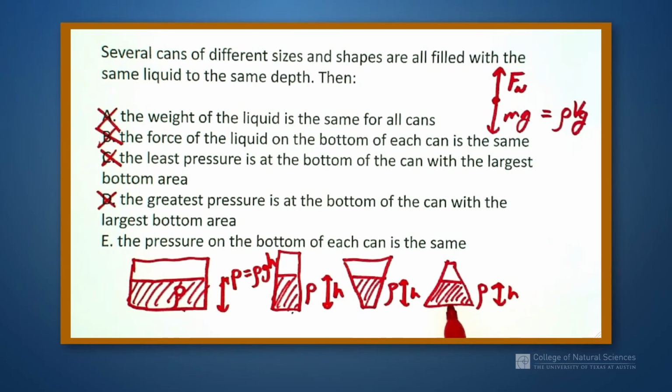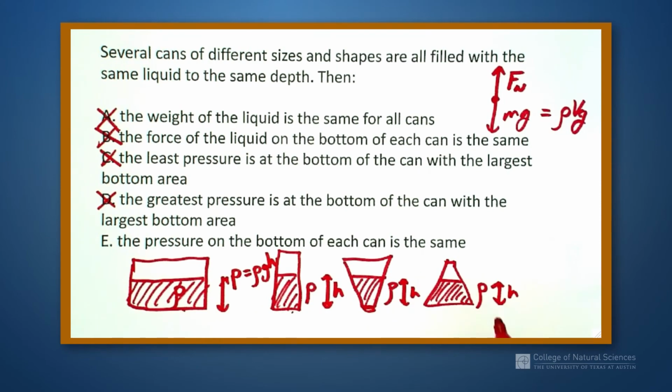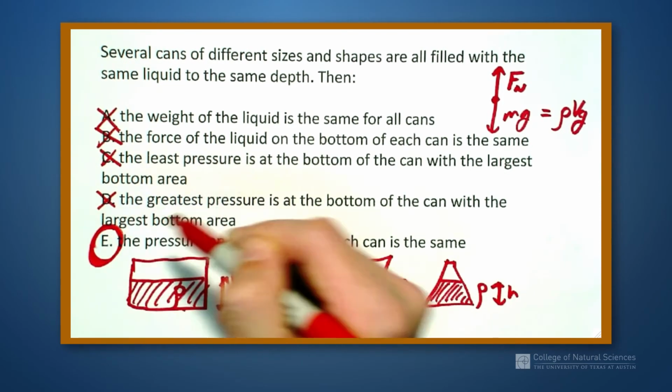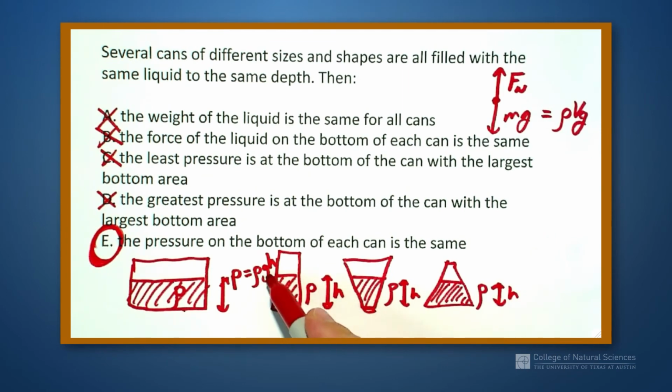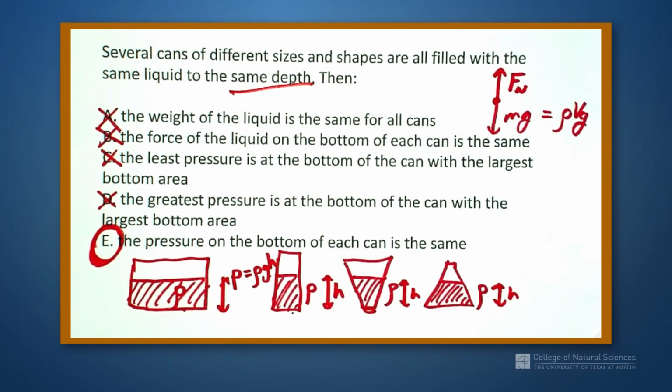It doesn't matter their shape. The force per unit area on the bottom of all four of these different cans, or any can that you can think of, is going to be the same. They have the same density of the liquid, they have the same gravity, and they're at the same depth. That's what our problem says.